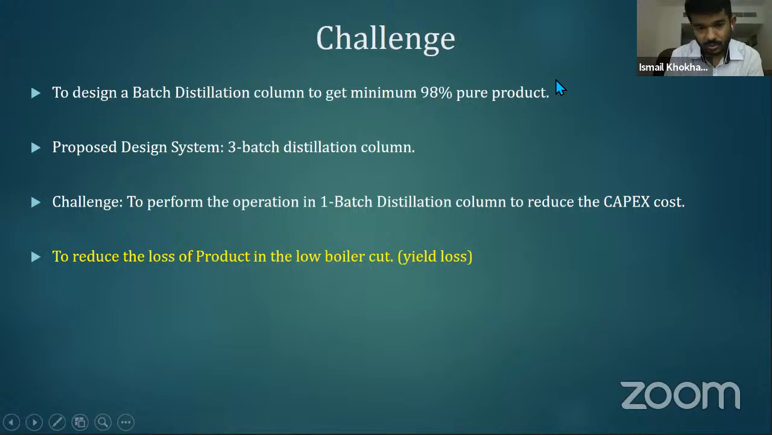So now the challenge: in the initial slide, I showed you the three challenges we were facing, and now a fourth one was added to it: how to reduce the product loss in the low boiler cut. Loss of product in the low boiler cut was directly a yield loss to us, and no plant will accept a 3% direct yield loss in any product, because yield loss is directly associated with the cost of the product.